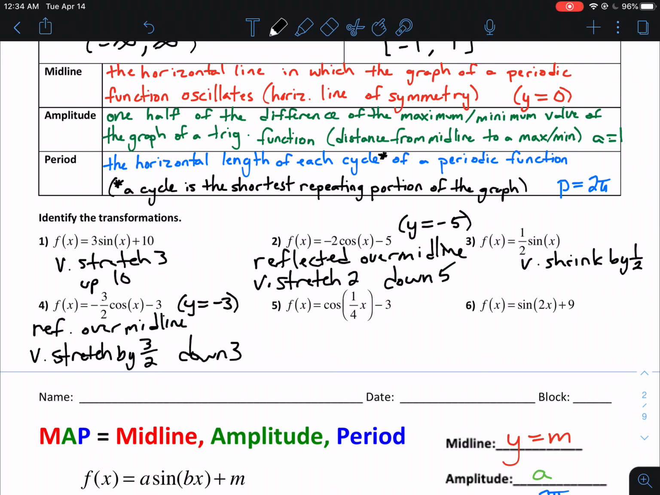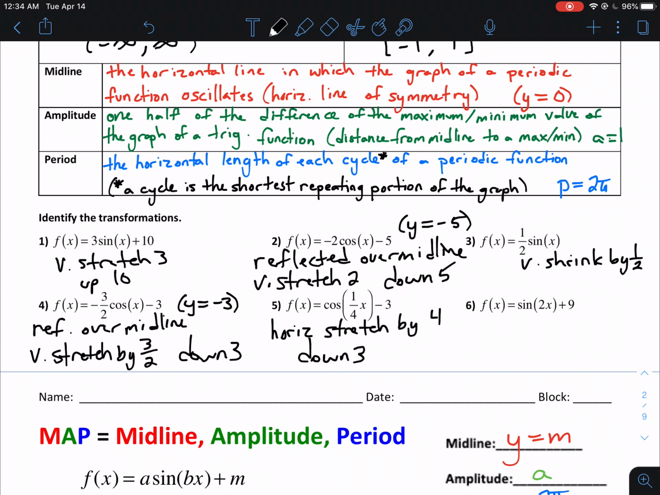Okay, on number 5, we have 2 different transformations. The first is inside the parentheses, so rather than being a vertical, it's going to be a horizontal stretch or a compression. Always think opposite, so horizontal stretch by, and then take the reciprocal. The reciprocal of 1/4 would have been a horizontal stretch by 4. And then one other transformation on this one would have been down by 3.